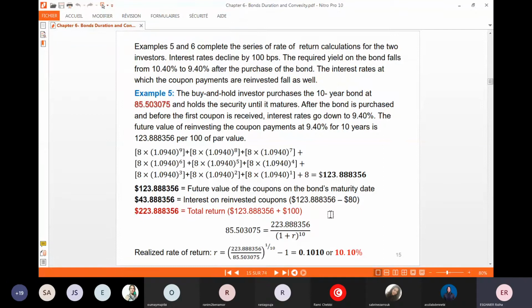In this case of the buy and hold investor, where will the impact come from? It will come from the decrease in the reinvestment rate. For the price we don't have any risk, so there is no risk on the price, because he will not sell his bond prior to the maturity. He will receive $100 regardless of the market interest rates. But the effect of this variation of the market interest rates is the effect on the future value of the coupons reinvested.